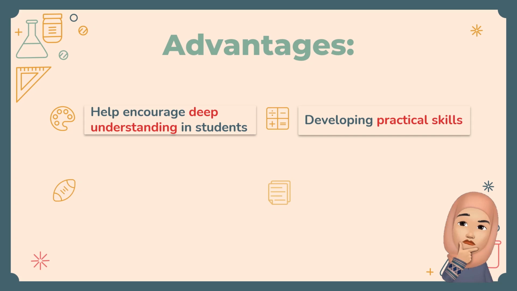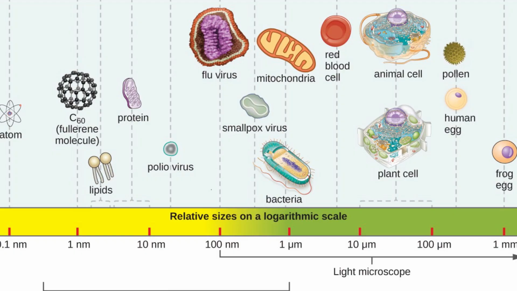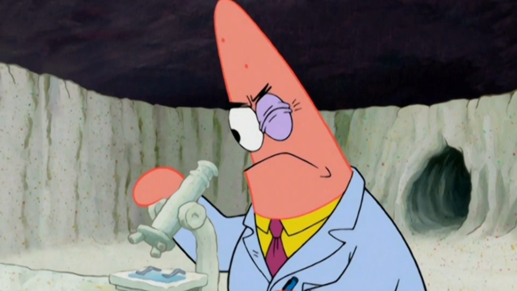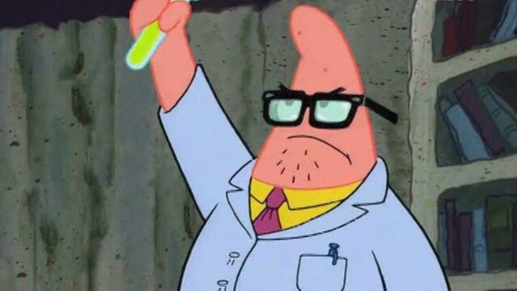avoid in the laboratory. For instance, in science, we learn about microorganisms and our objective is to study cells. So, we need to use a microscope in order to see the cell, right? By doing this experiment, students can learn how to use a microscope correctly and take the data from the experiment.